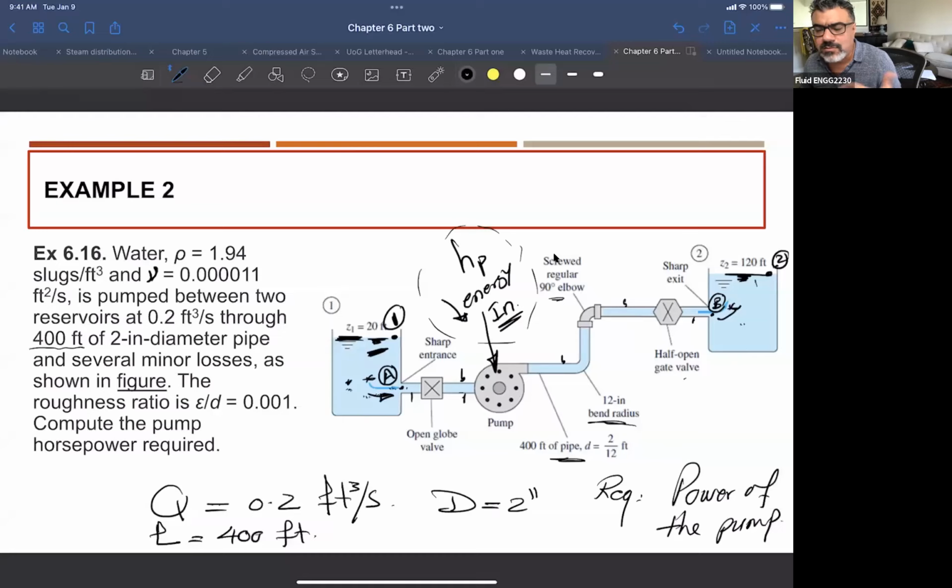Are you following or no? Yeah, okay. So it means that if you select a different point inside the tank, at the end the total energy will be 20. So it depends on where you select these points, okay?